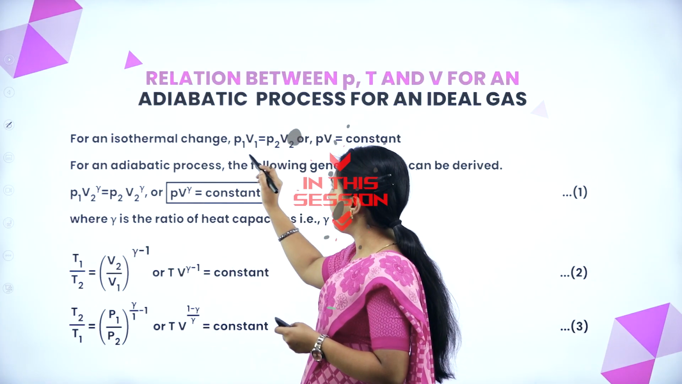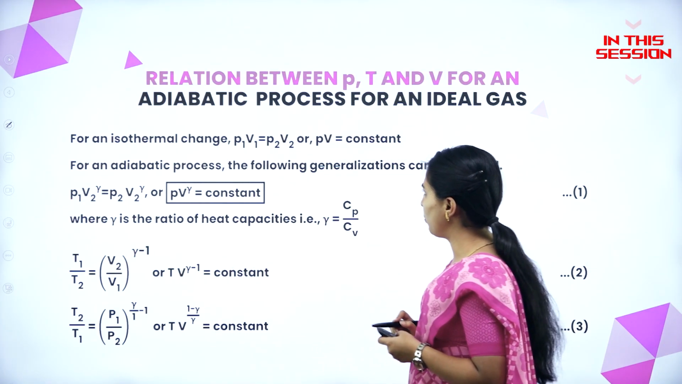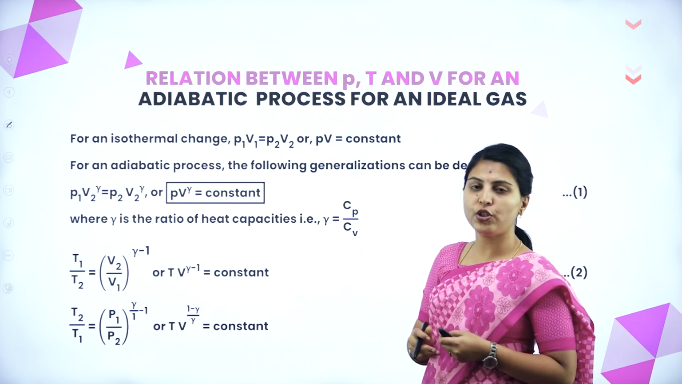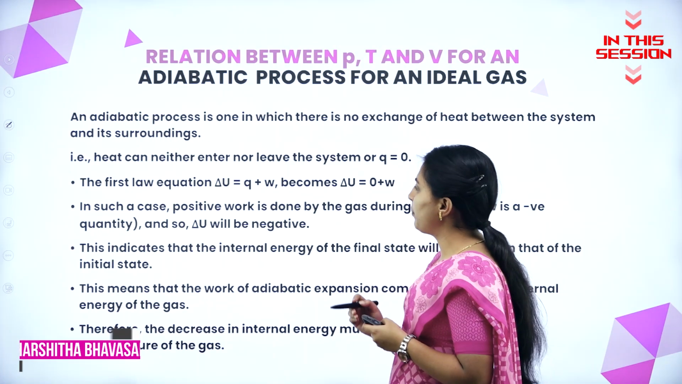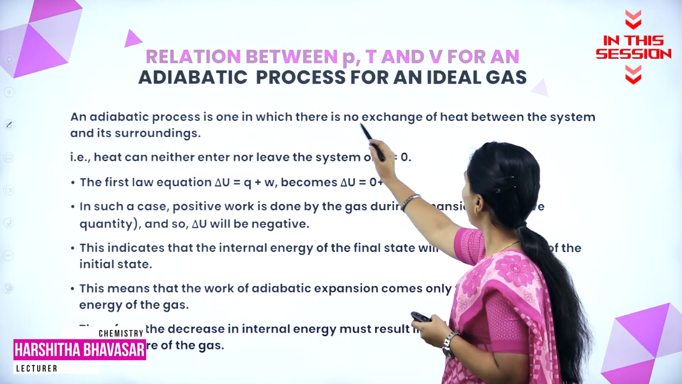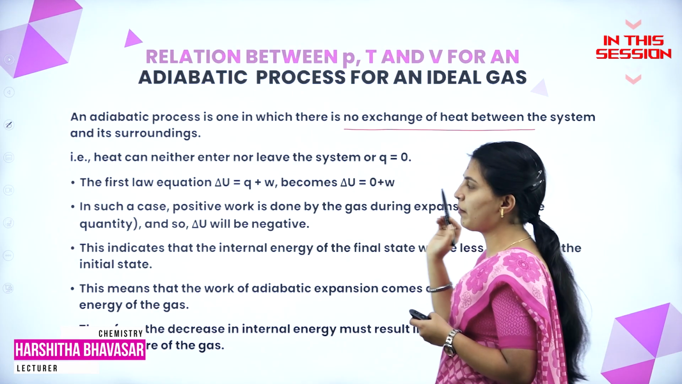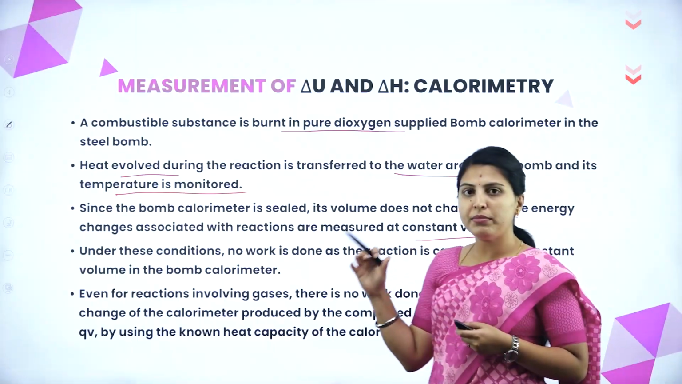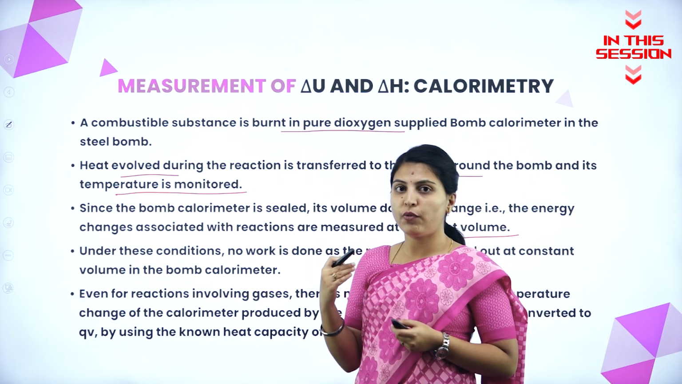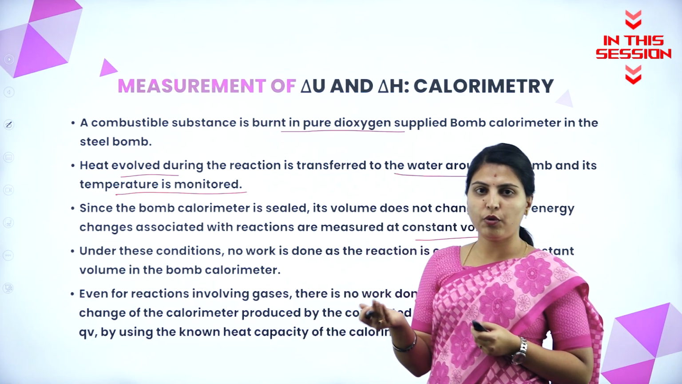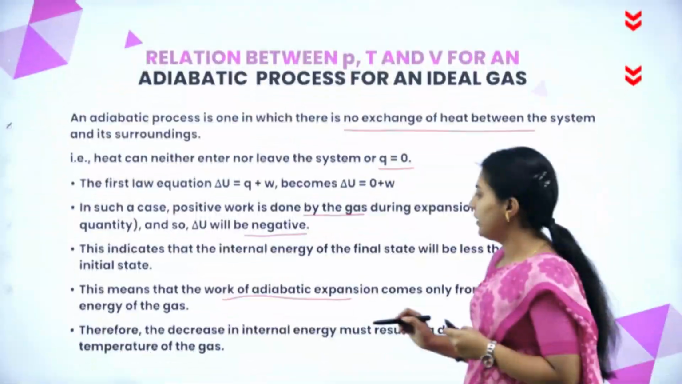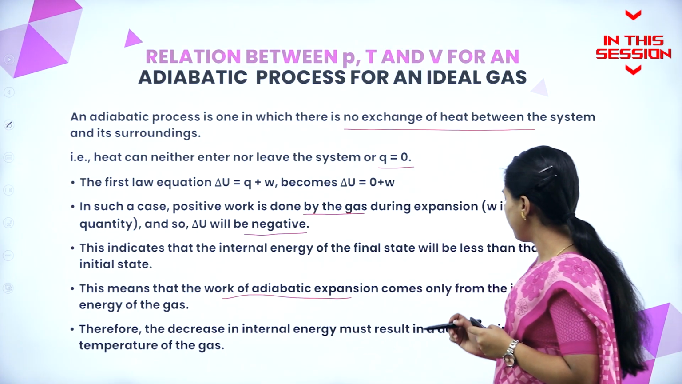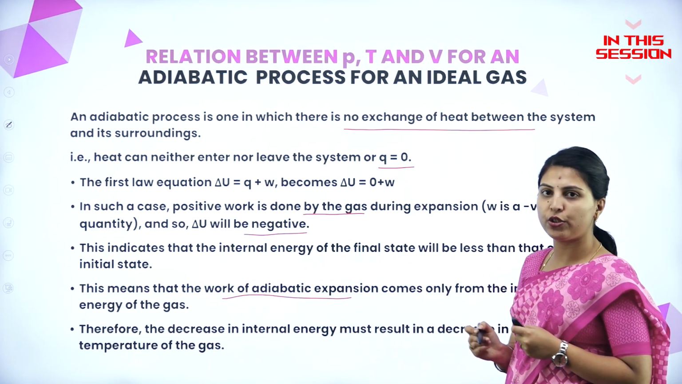Isothermal change, P1V1 equal to P2V2, that is PV equal to constant. An adiabatic process in which there is no exchange of heat between the system and its surroundings. That bomb calorimeter has been sealed, so the volume changes cannot be observed, volume does not change. Therefore, the decrease in internal energy must result in a decrease in the temperature of the gas.